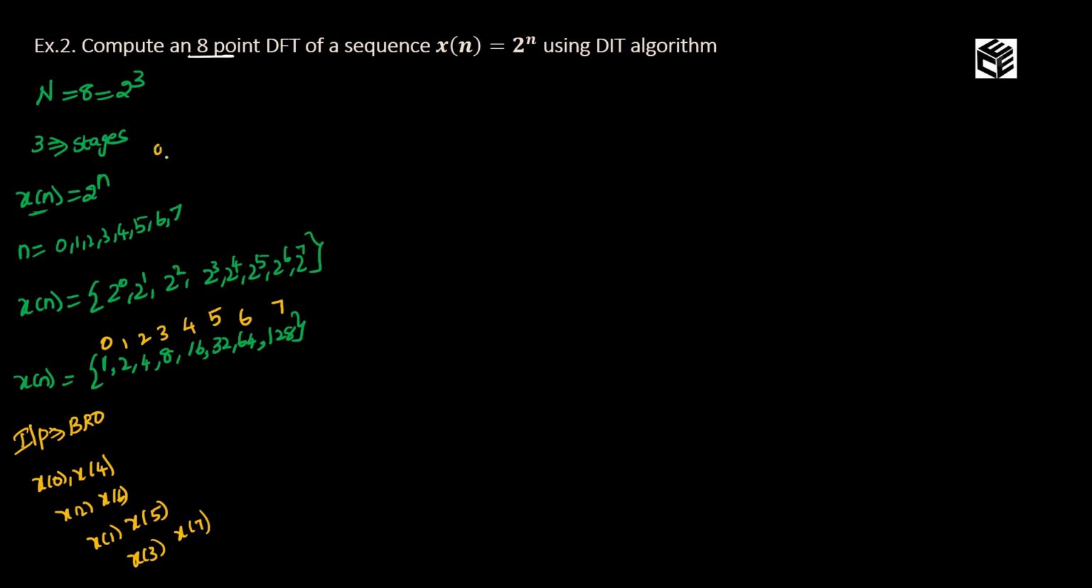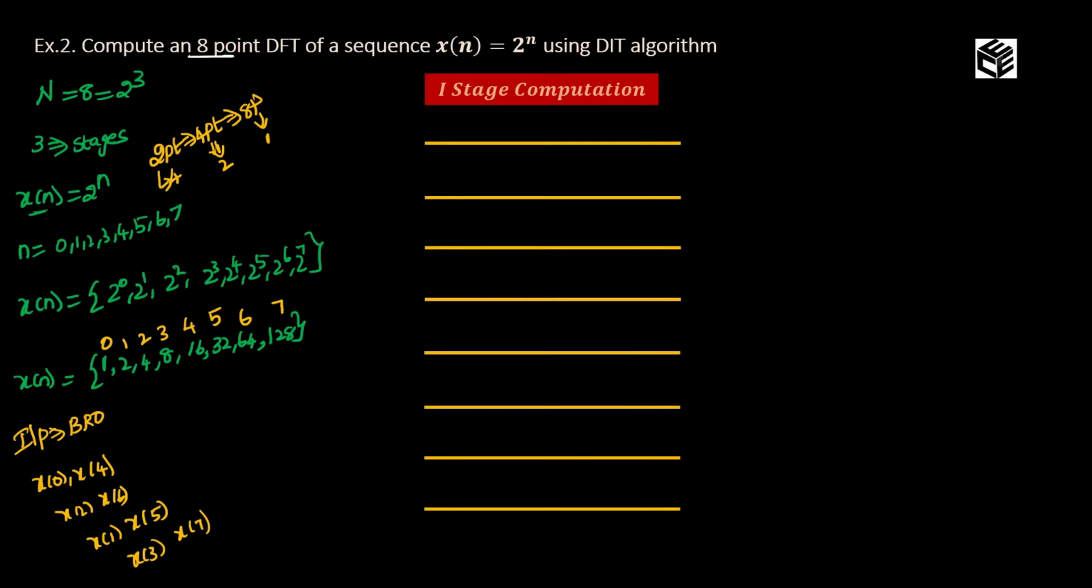Now I am going to draw the first stage structure. So how the stages will be? 2 point, next is 4 point, next is 8 point. So I will have 4 sets of 2-point sequences, 2 sets of 4-point sequences and a single set of 8-point sequence. Okay. So my first stage structure will be like this. Here I am going to represent the input in bit reversed order. What is my bit reversed order?